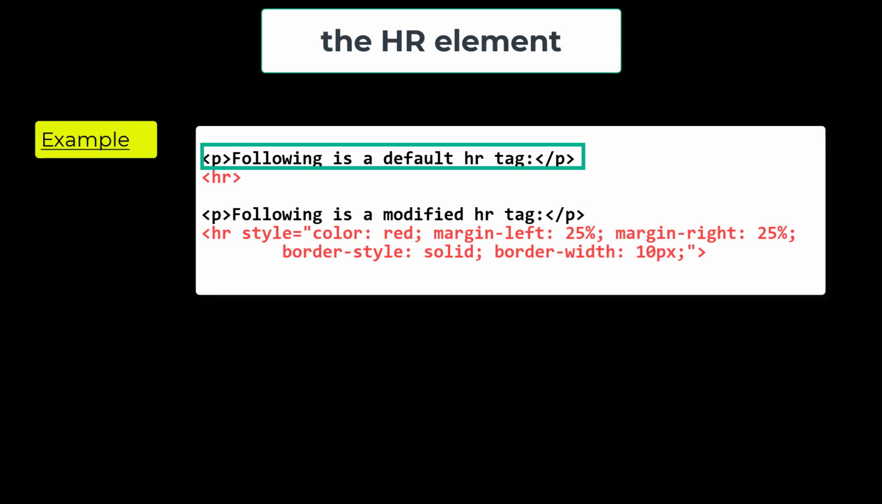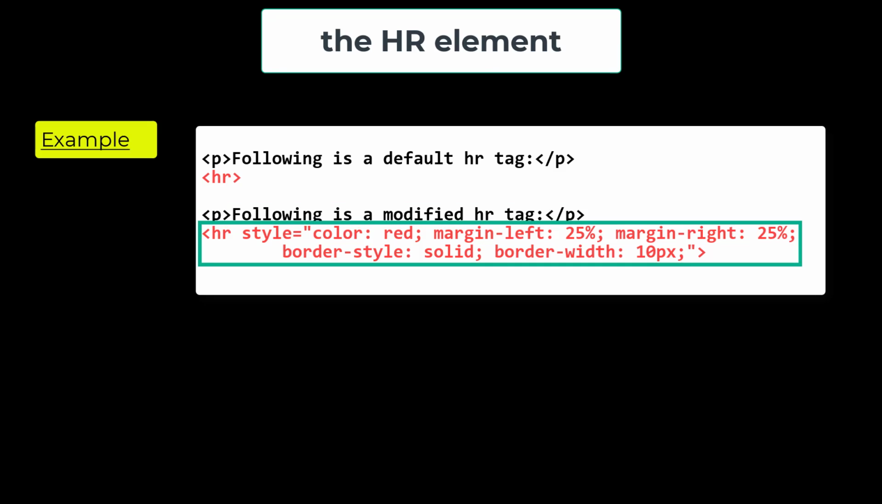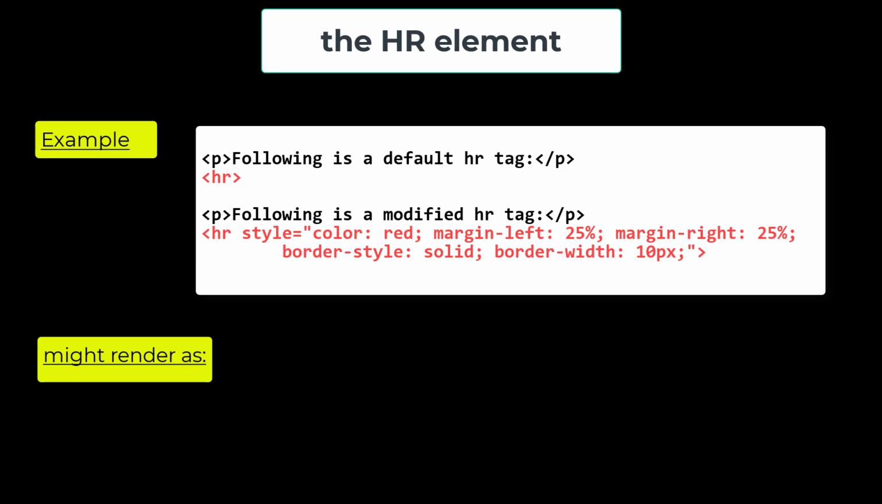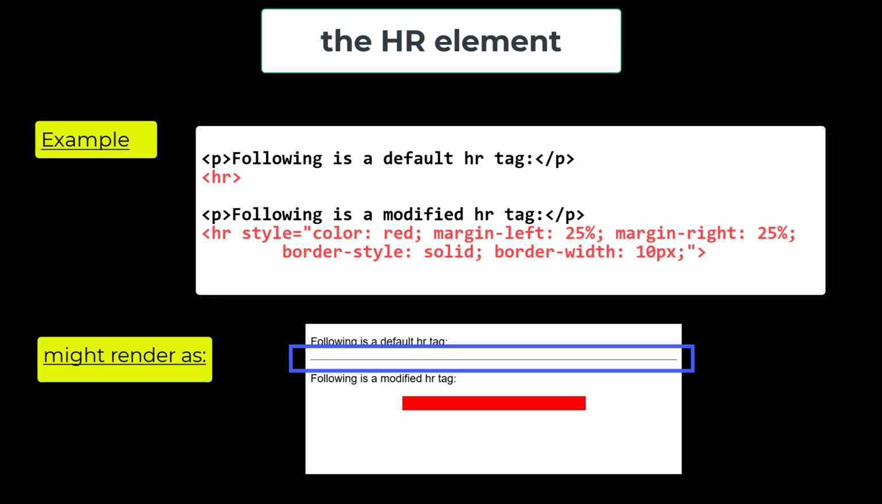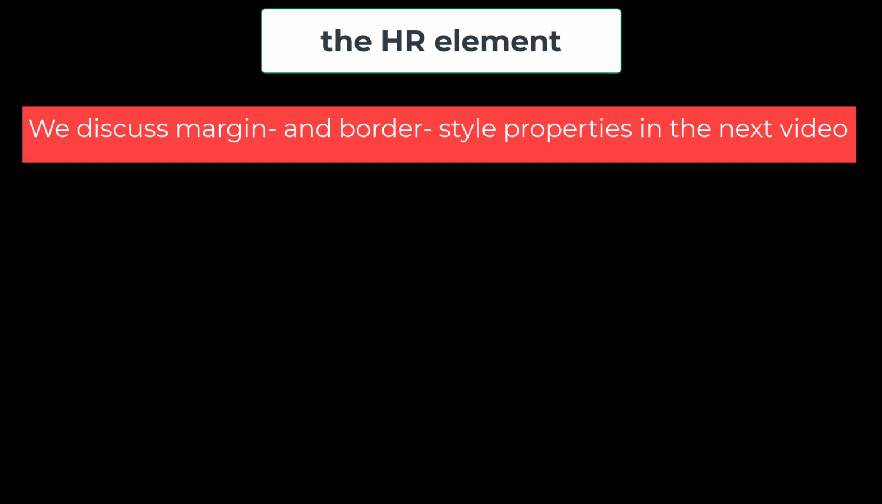So here's an example. We have a P element following as a default HR tag. Notice the end of the paragraph, and there's our HR. Next is a paragraph following as a modified HR tag, and here we have an HR tag with style equals, and we set a color and margin left and right 25%, and border style and border width. And here's how you might see that. The first HR takes the default, so it covers the whole width of the screen. The second HR only covers part because of the margin parameters, and it's thicker because of the border parameters. We discuss the margin and border style properties in the next video.